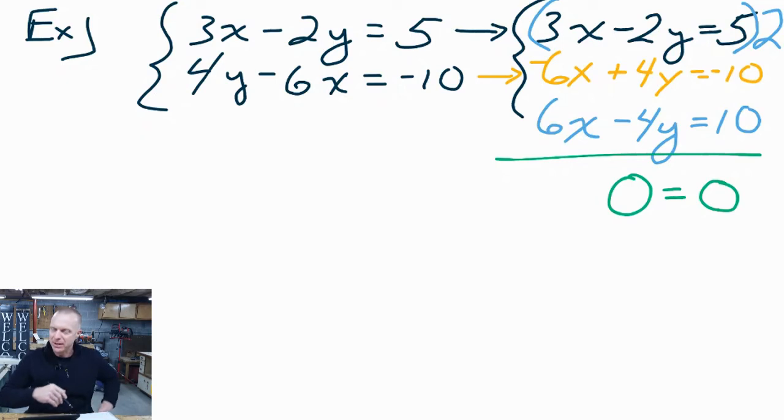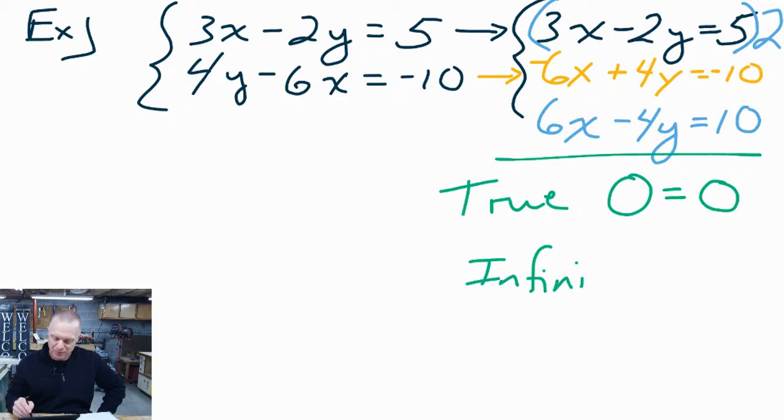Now, it definitely is strange, but actually it's quite the opposite of the problem we just did before, because if you think about it, 0 does equal 0. We end up with a true statement. Now, when we end up with a true statement, that doesn't mean no solution. That actually means that I have an infinite amount of solutions.